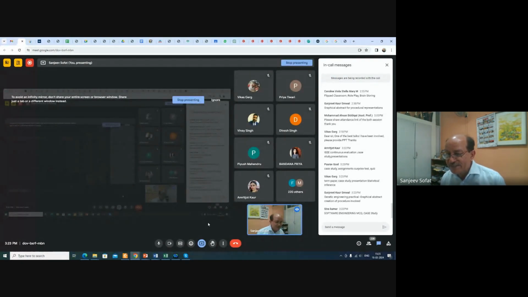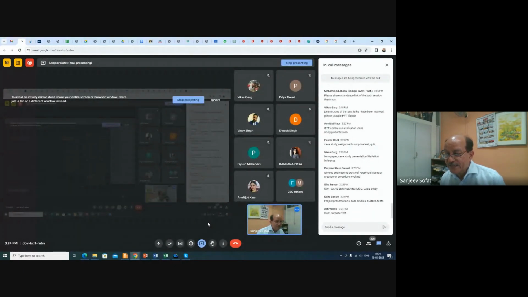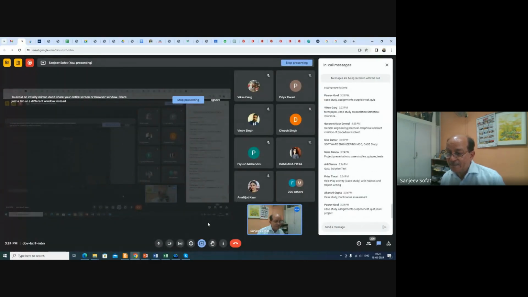Shiv Kumar says software engineering, MCQ. Maybe that's another interesting way of evaluating the students. You give them a quiz based on MCQs. Maybe others. Saira Banu says project presentation. That's good. Then Puruv Goel says mini projects. Yes, that's an important thing where I give the project and define the milestones. These are the milestones corresponding to this particular project. That can help. Then Puruv Goel also says surprise test.